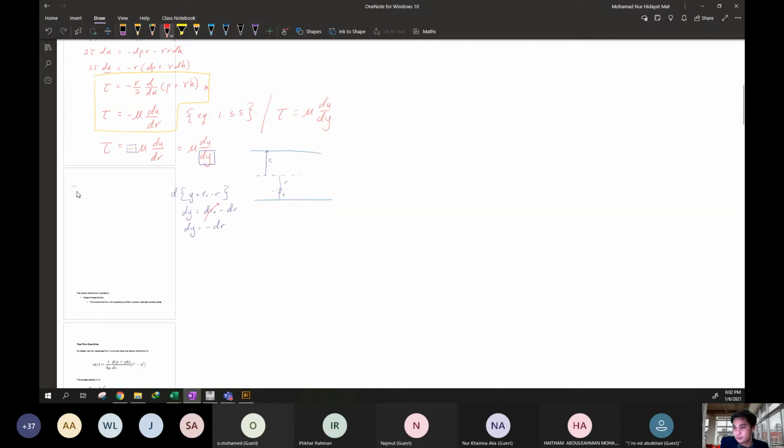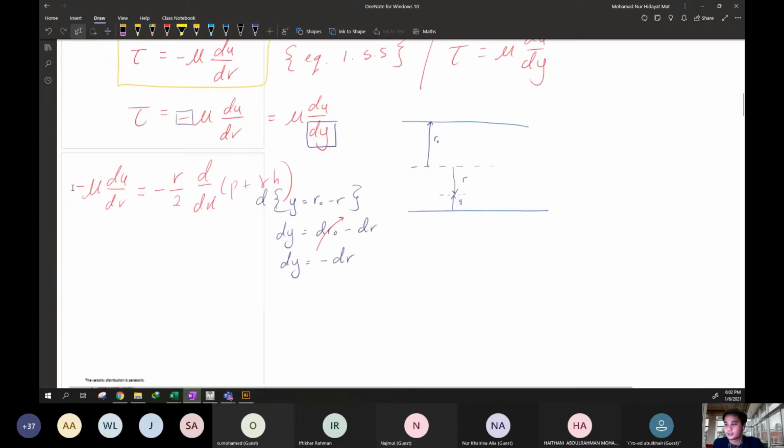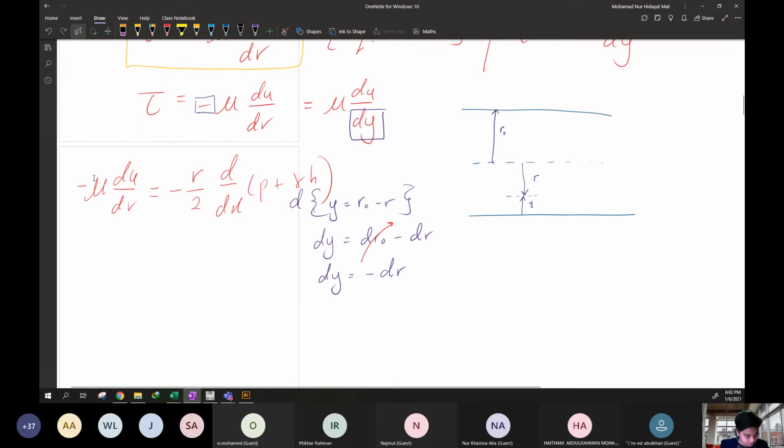So negative mu du over dr equal to negative r over 2 d over dx p plus gamma h. Okay, I try to equate them together. Okay, like this. So from here we can see negative and negative we can cancel out. Cancel.